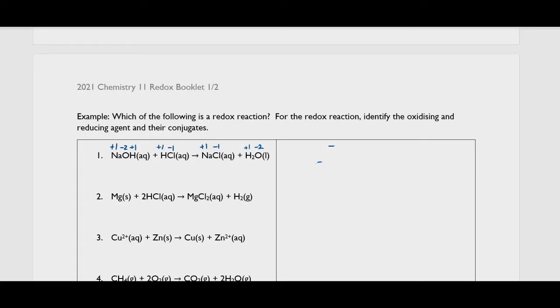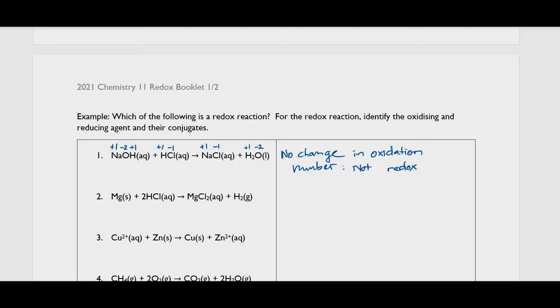So you can see here in example 1, there isn't a change in oxidation number at all going from reactants to products. So the sodium starts with +1 and ends with +1. The oxygen starts with -2 and ends with -2. And hydrogen just stays +1 and chloride just stays -1. So if you see no change in oxidation number, that's an indication that it's not a redox reaction. So no change in oxidation number is not redox.